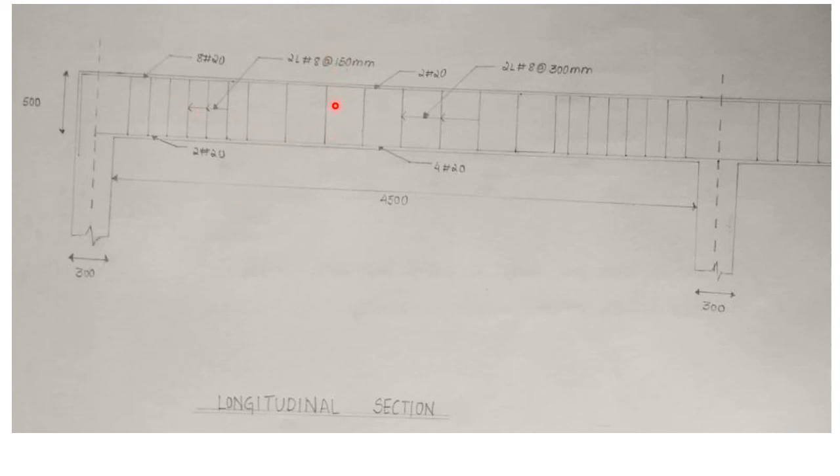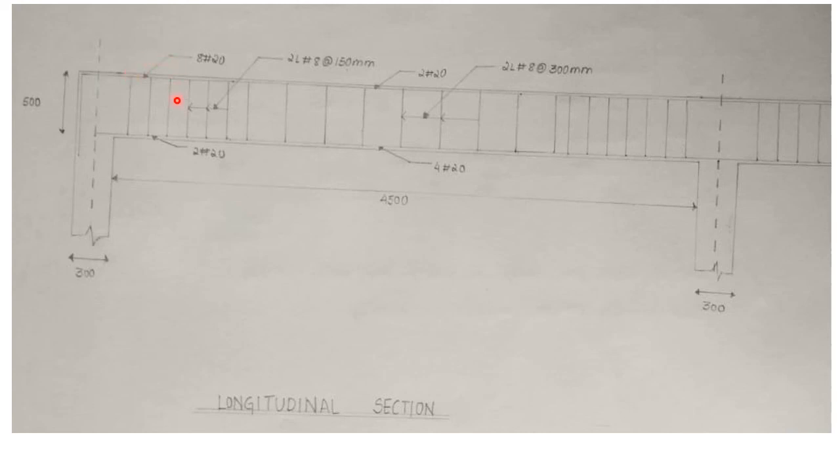Therefore, if I take a section at the middle, at the bottom I have 4 bars of 20 mm diameter, at the top I have 2 bars of 20 mm diameter. If I take a section exactly next to the support, at the bottom I have 2 bars of 20 mm diameter, at the top I have 2 bars of 20 mm diameter, which is hanger bar, then 4 bars of 20 mm diameter, which is negative reinforcement, then 2 bars of 20 mm diameter, which is additional reinforcement, totally 8 bars of 20 mm diameter, which can be placed in 2 layers.